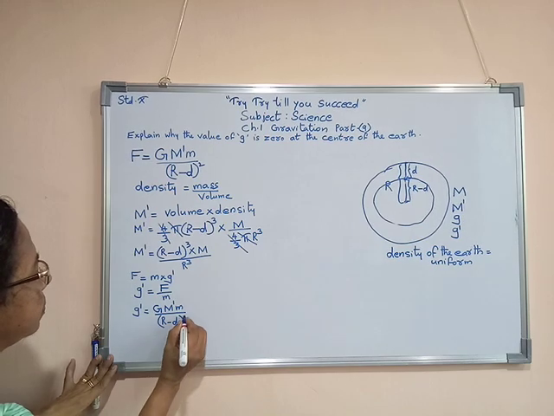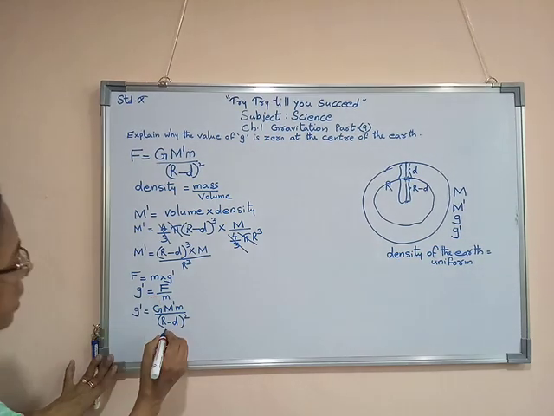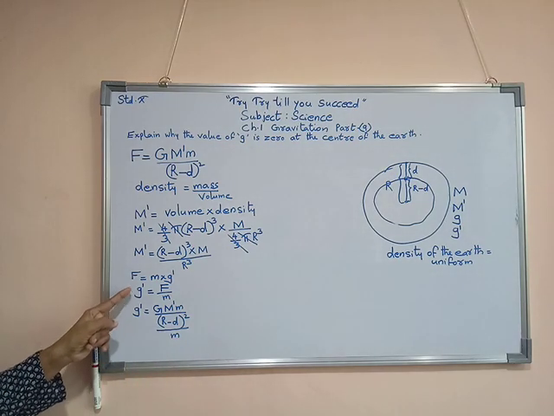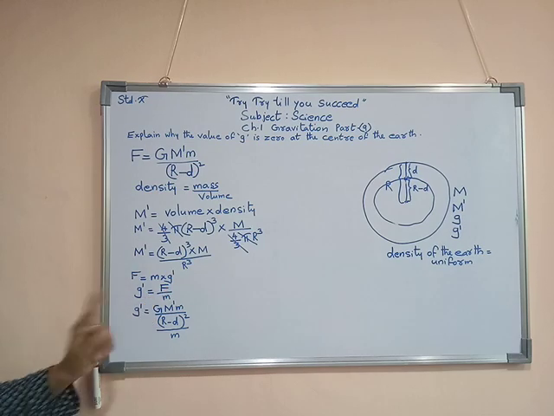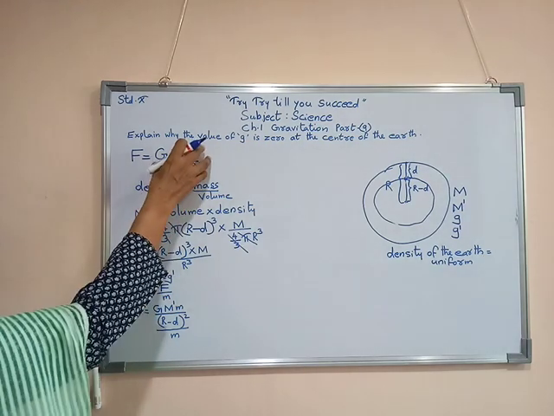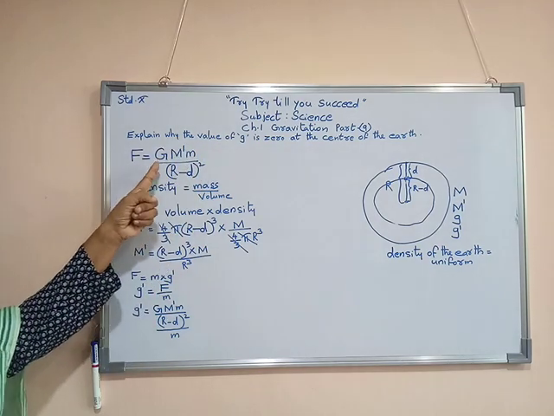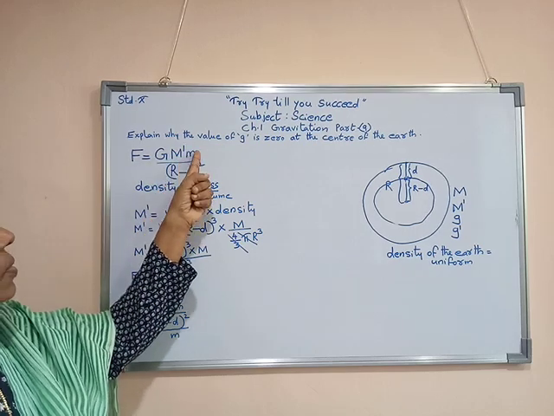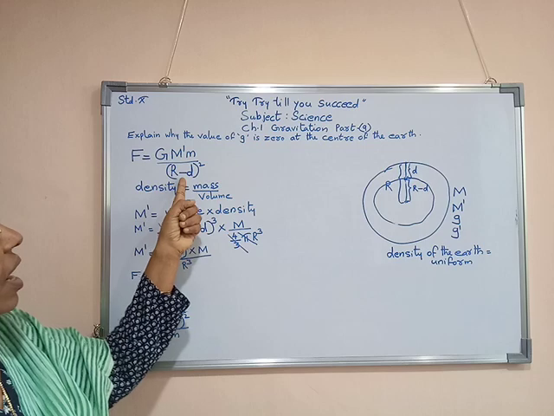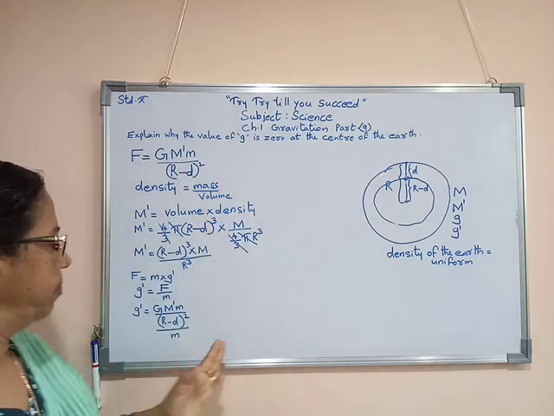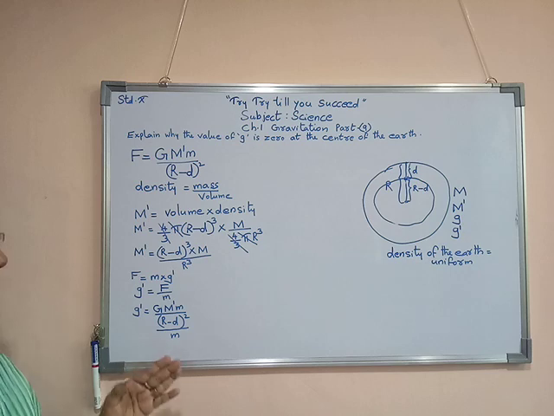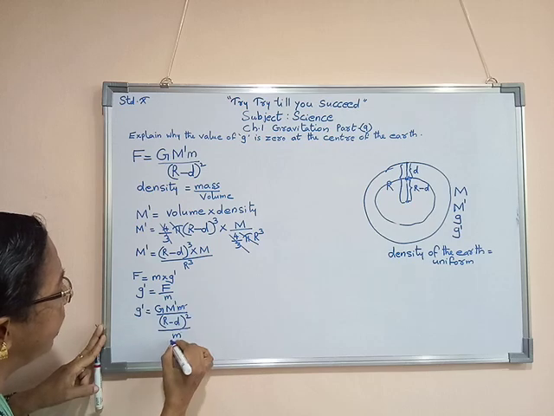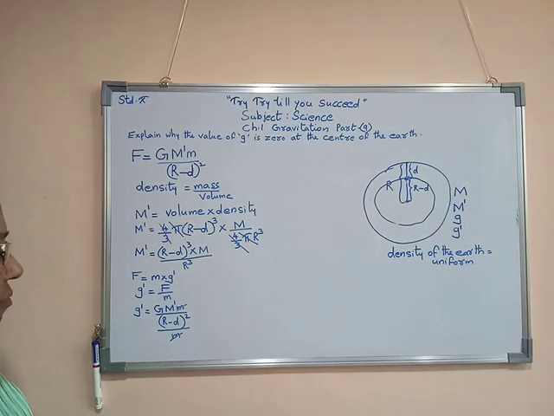whole square. Again children, one more m is there. So that is upon small m. See, G dash is equal to capital F upon small m. Capital F means the same value which I written here: capital G into capital M dash into small m upon (capital R minus D) whole square. Then upon m, that I written here. Now we have to cancel this and this m. Both the m we are cancelling.